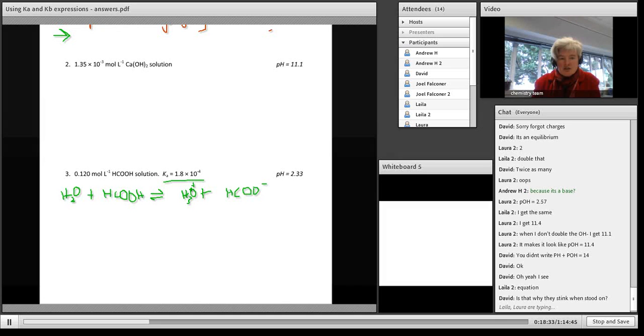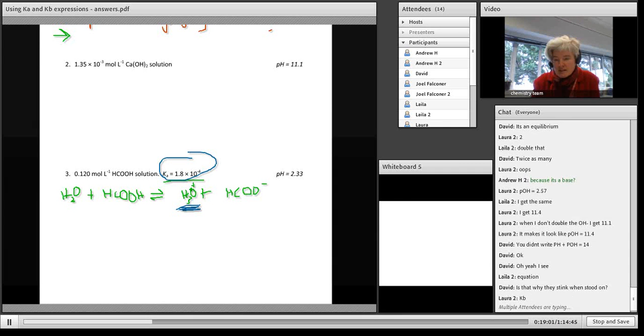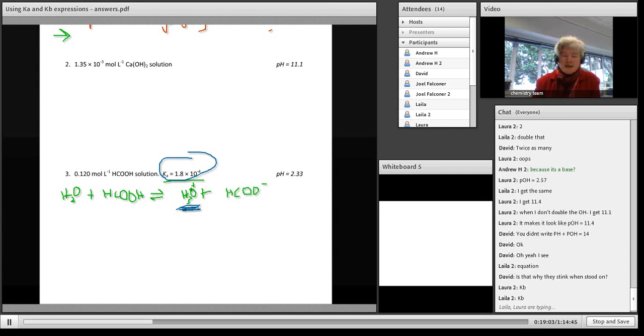What you've then got to do is, after the equation is the expression, and we have a Ka expression, because we are given a Ka, but more importantly, in our equation is H3O plus. What expression would I have to write if I had OH minus in my equation? The Kb. Okay, so just make sure that that's very clear.